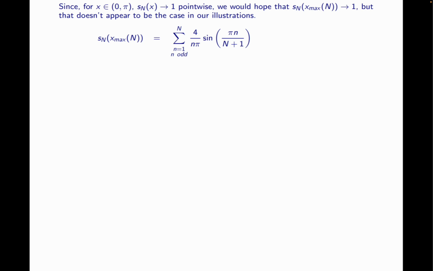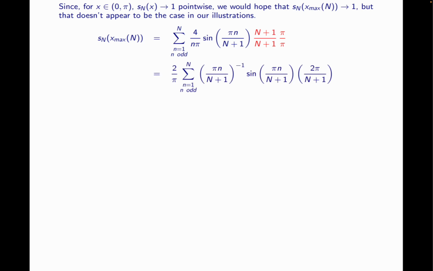To help make sense of it, we're going to multiply this expression by 1, but with flair and style. Why did I multiply by 1 in this particular way? Well, because that allowed me to rearrange this into this expression. I took half of this 4 as the product of 2 and 2. I put 1 here and 1 here. And this n pi kind of went over here.